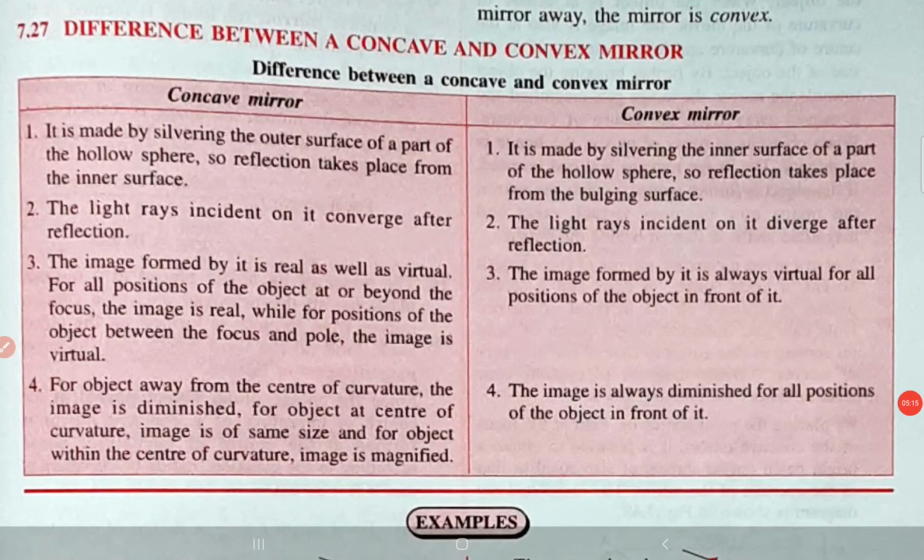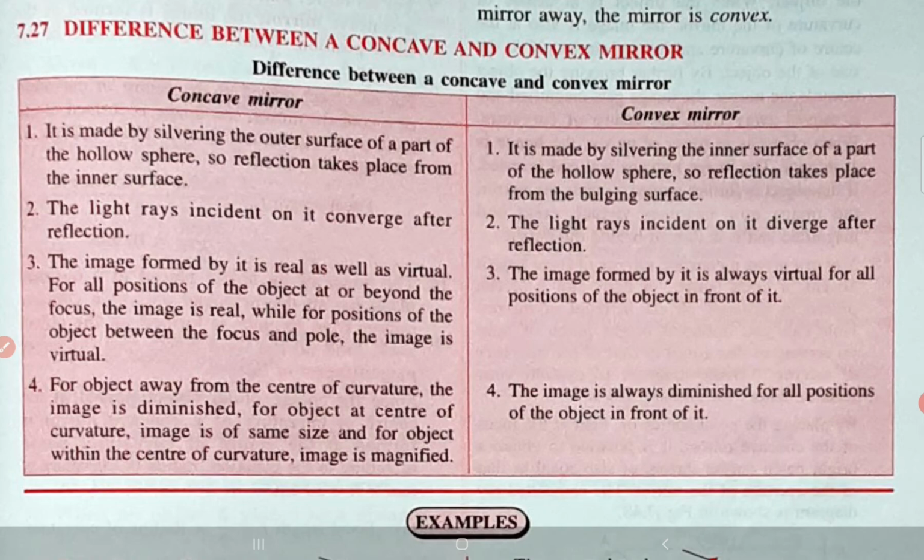So, now coming to the difference between the concave mirror and convex mirror. First point, a concave mirror is made by silvering the outer surface of a part of a hollow sphere. So, the reflection takes place from the inner surface, whereas in a convex mirror the opposite thing happens. The silvering is done on the inner surface, so that reflection can take place from the bulging outer surface. Number 2, the light rays incident on a concave mirror converge, so it is a converging mirror, whereas in case of a convex mirror the light rays incident on it diverge, they go away from a point.